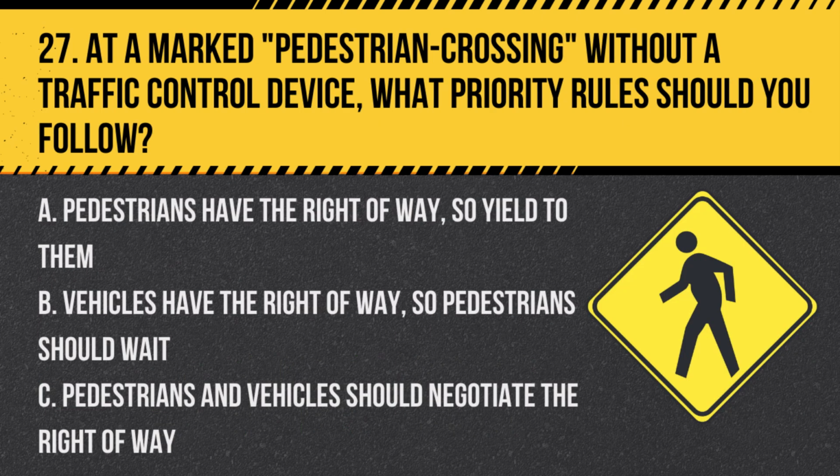Question 27. At a marked pedestrian crossing without a traffic control device, what priority rules should you follow? A. Pedestrians have the right of way, so yield to them. B. Vehicles have the right of way, so pedestrians should wait. C. Pedestrians and vehicles should negotiate the right of way.